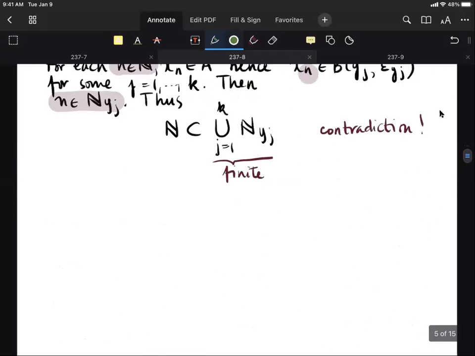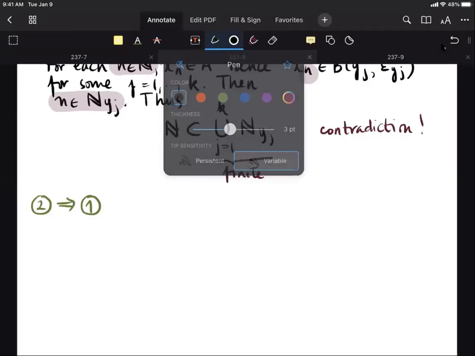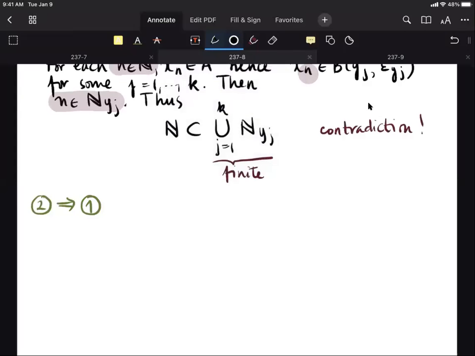Next, let us consider this direction. So for this direction, let us assume that your set is sequentially compact. We wish to show that A is complete and it is pre-compact.